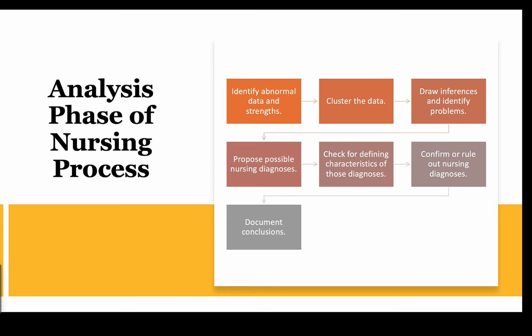The analysis phase of the nursing process includes identifying abnormal data and the strengths, clustering the data, drawing inferences and identifying problems, proposing possible nursing diagnoses, checking for defining characteristics of those diagnoses, confirming or ruling out nursing diagnoses, and then drawing conclusions. So many of us can have assumptions about things, but assumptions are really just like a hypothesis. It's when we actually take all the data we've collected and then we actually draw a conclusion. That's actually part of the scientific research process.